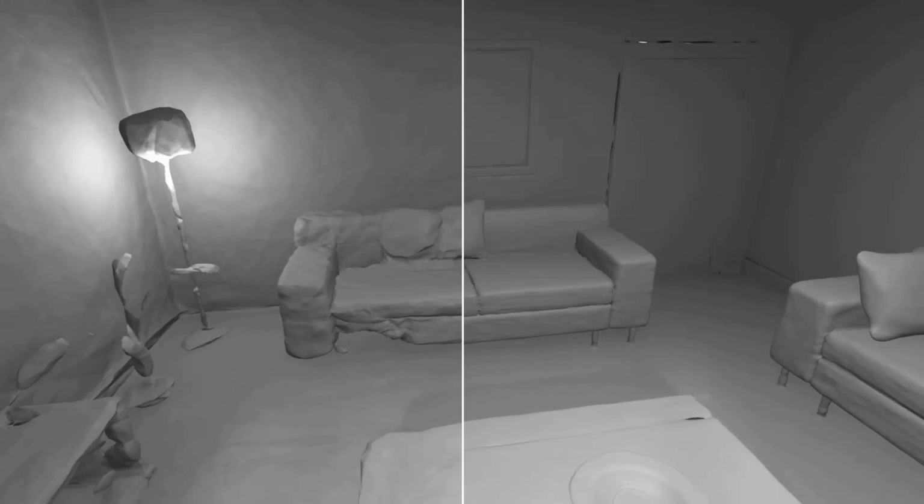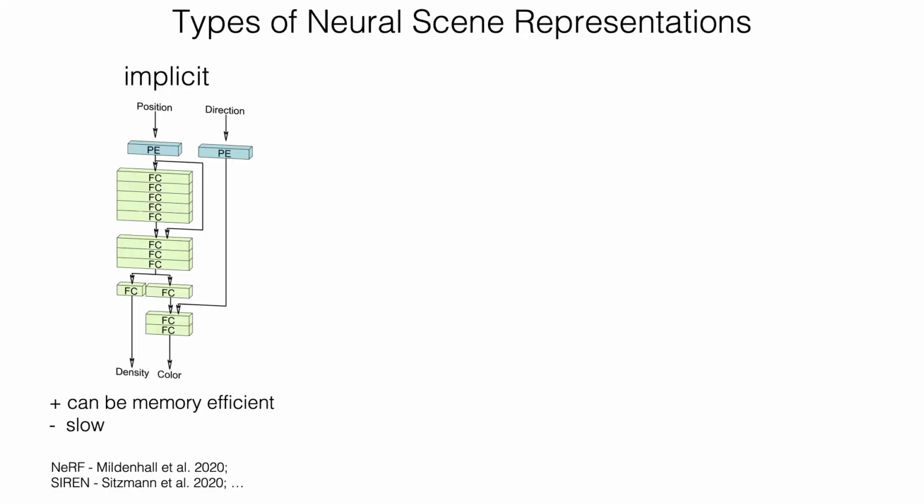Now, how does this work in more detail? Hopefully that was a motivating example that continuous representations are actually interesting. So there are a couple of different types of neural scene representations that we can think about. The first one, and this is the one that most people are thinking about right now, is what we call an implicit neural representation, because it implicitly represents a surface or some other quantity of interest, a field. This is also used by NeRF, for example, in a slightly different fashion.